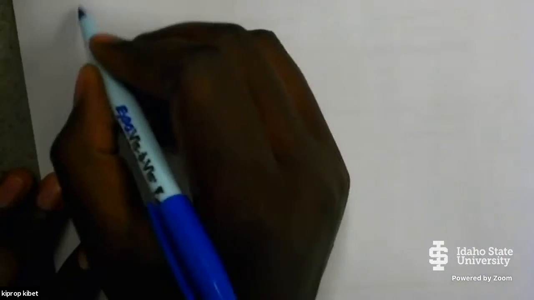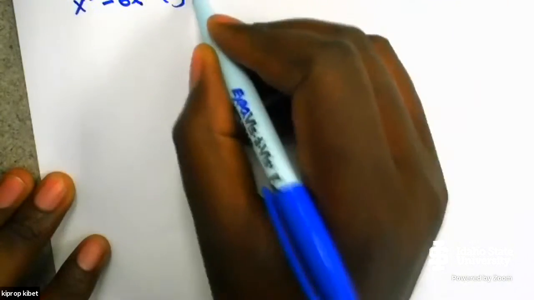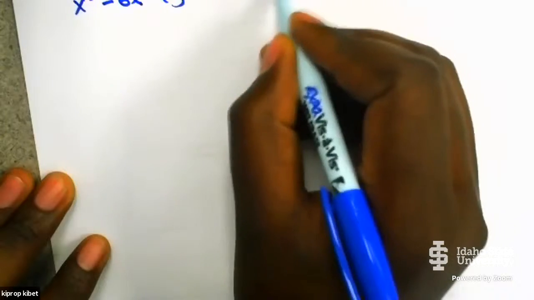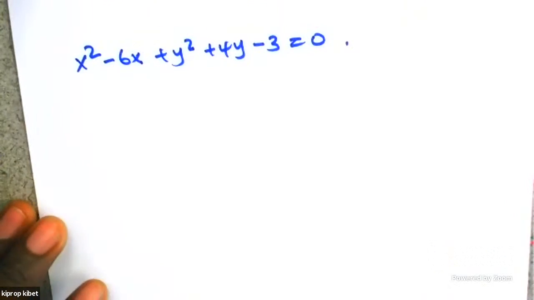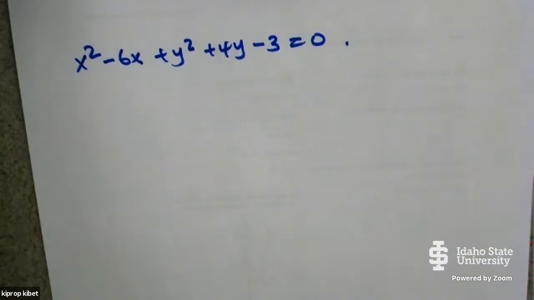Now, if we have this one again, x squared minus 6x plus y squared plus 4y minus 3 equals to 0. Write that one in standard form. So you can try that.